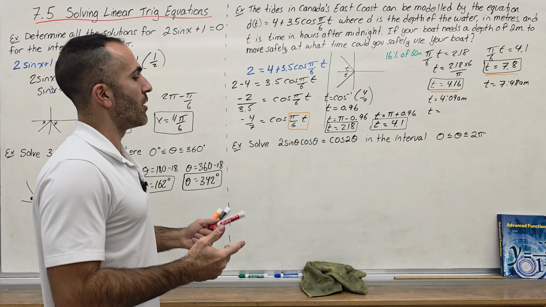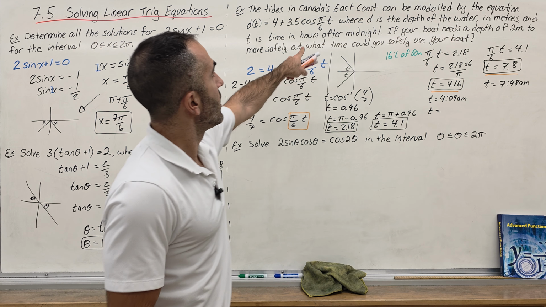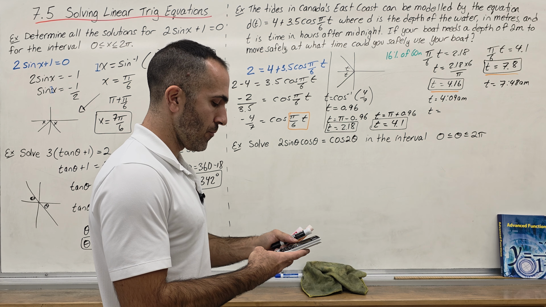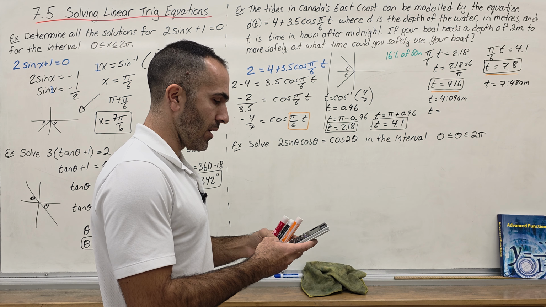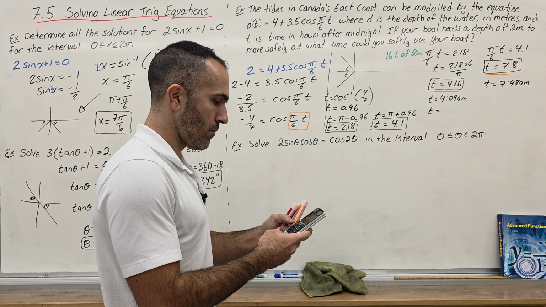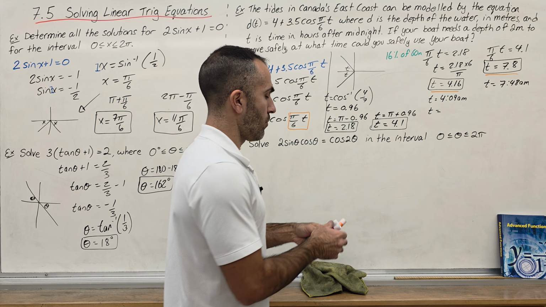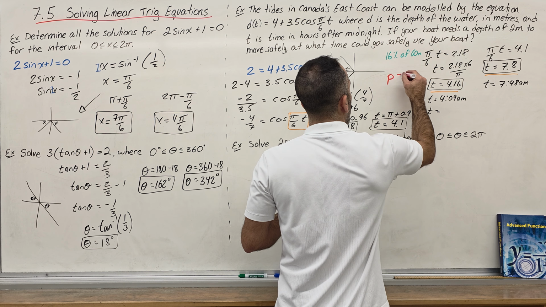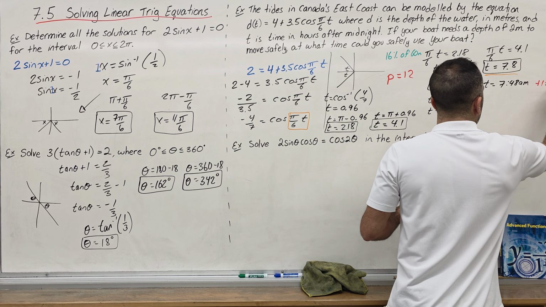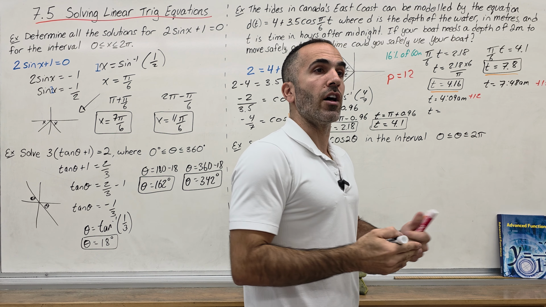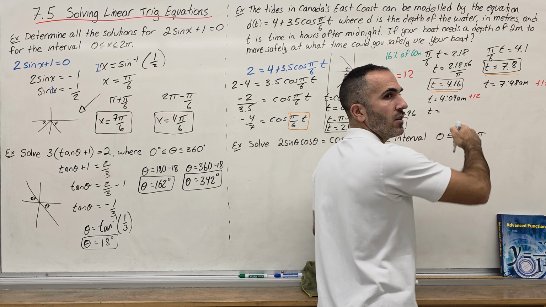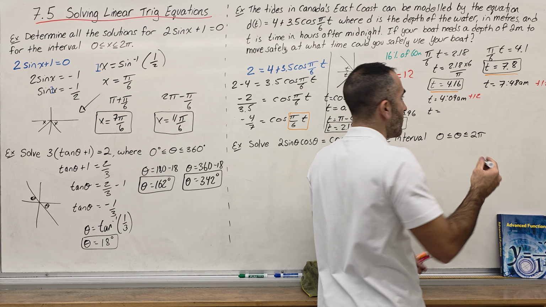Okay, now, to find other answers, I need to know what the period is. So I get my calculator. My k value is pi over 6. So I go 2 pi divided by pi over 6, and I get 12. The period in this question is 12. So I can add 12 to any one of my answers to get other answers. So this could be 16:09 or 4:09 p.m.